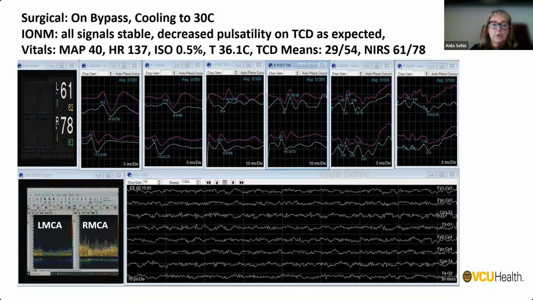So on this slide, we are transitioning to the bypass and starting moderate cooling to 30 degrees Celsius. All signals remain stable. The decreased pulsatility on TCD is expected to be seen with transitioning to bypass pump. Vitals remain stable.